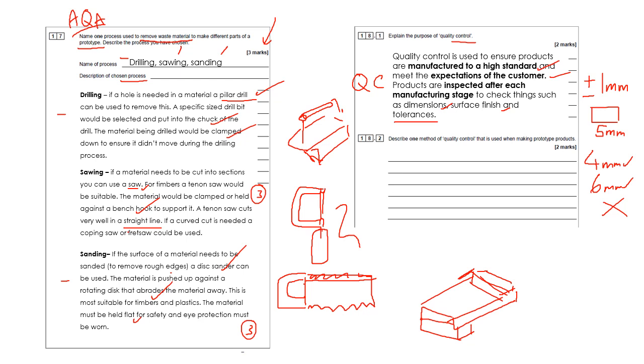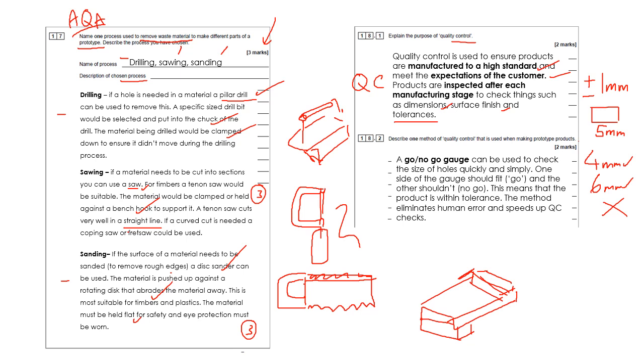Next question, describe one method of quality control that is used when making prototype products. This is quite tricky because you need to know something specific. And this is where this thing comes in. It's called a go, no-go gauge. And this can be used to check the size of holes quickly and simply. It looks a bit like this.